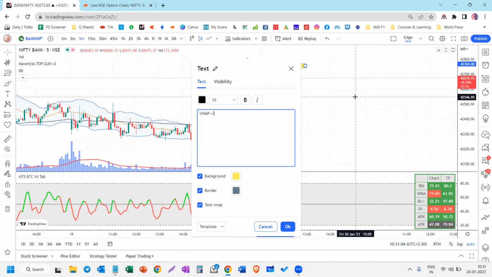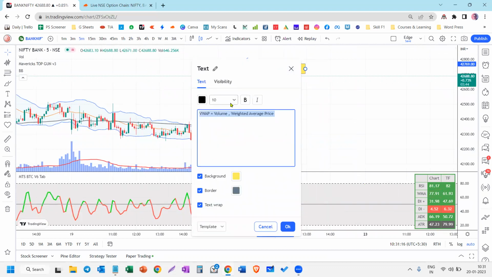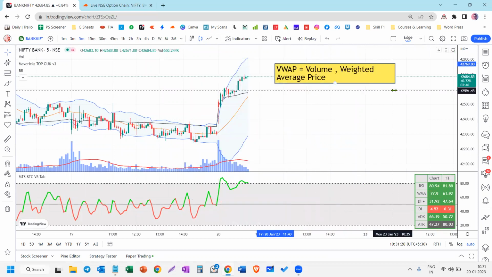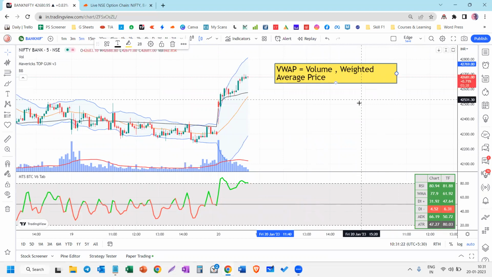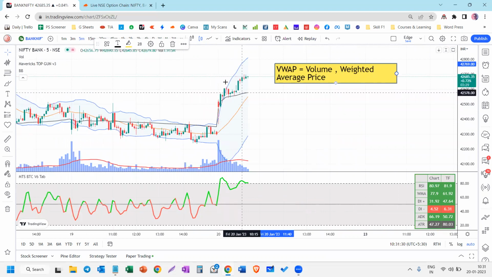VWAP is equal to volume weighted average price. Meaning it is doing something which your mind cannot do in real time, the calculation. It is taking the volume into consideration, giving a weighted average on that, and giving you a line. So it is not like your normal moving average.